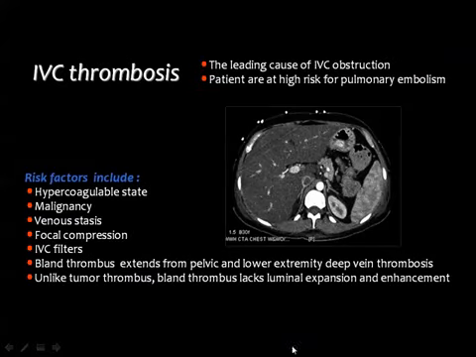Then IVC thrombosis is like any vascular thrombosis in the body. It has many risk factors, including hypercoagulability, pregnancy, and local compression of the IVC by lymph nodes or masses. IVC filters. Thrombosis and thrombus, a regular thrombus, extending in both directions, up and down.